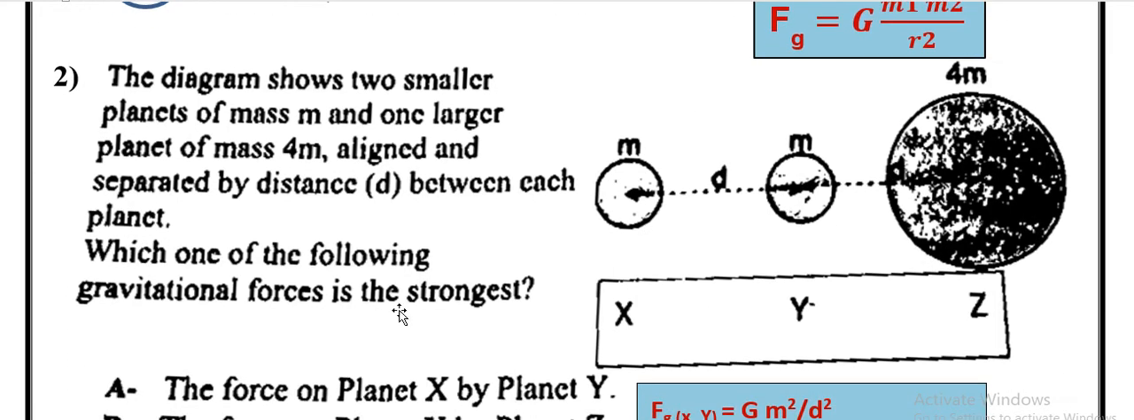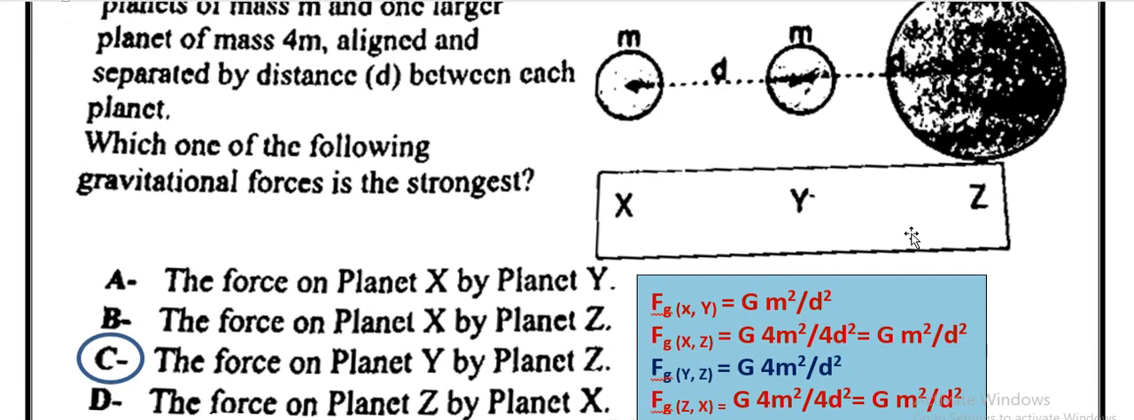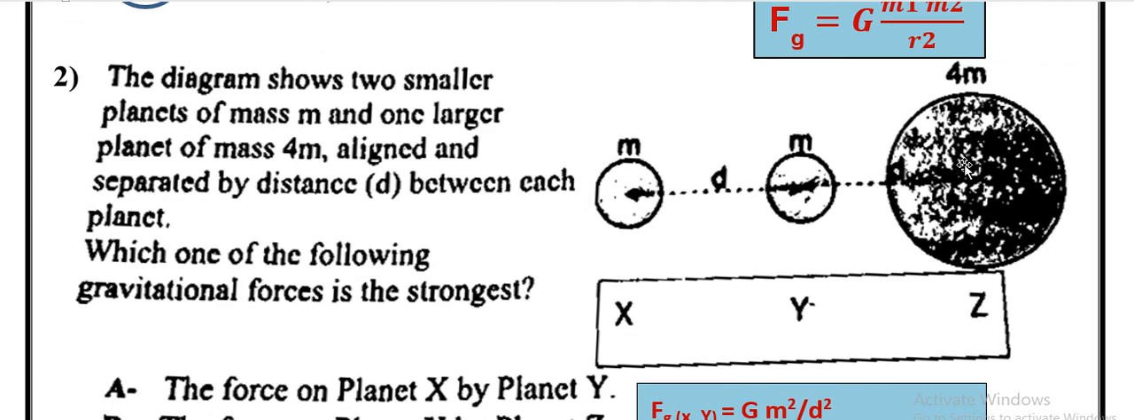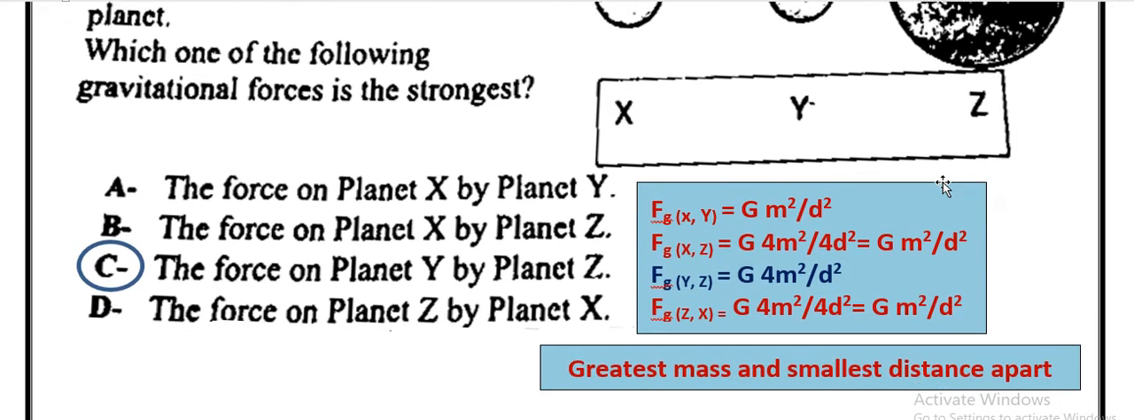Okay, question number 2. The diagram shows two masses, mass m and larger mass 4m, with distance between them d. Which one of the following has the greatest gravitational force? The gravitational force between masses z and y will be the greatest, as it has a greater mass and a smaller distance. Okay, this is how it comes.